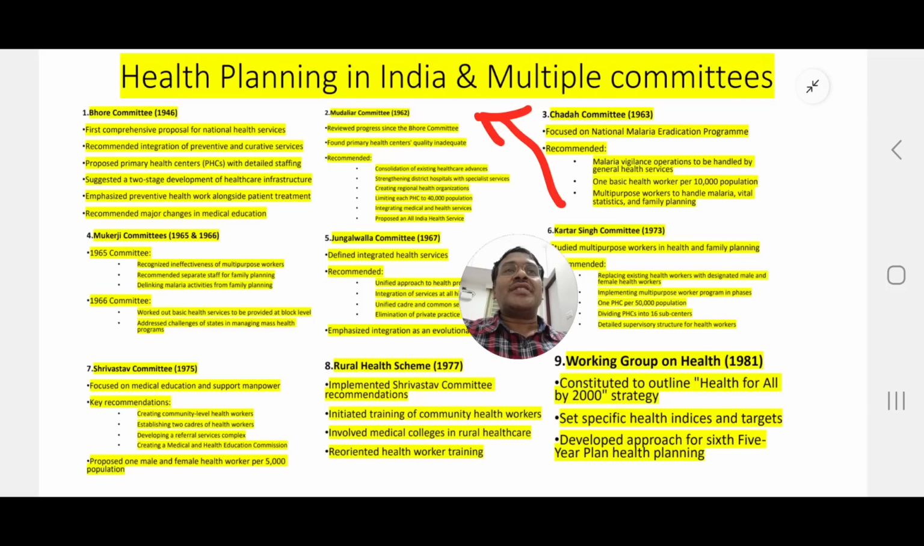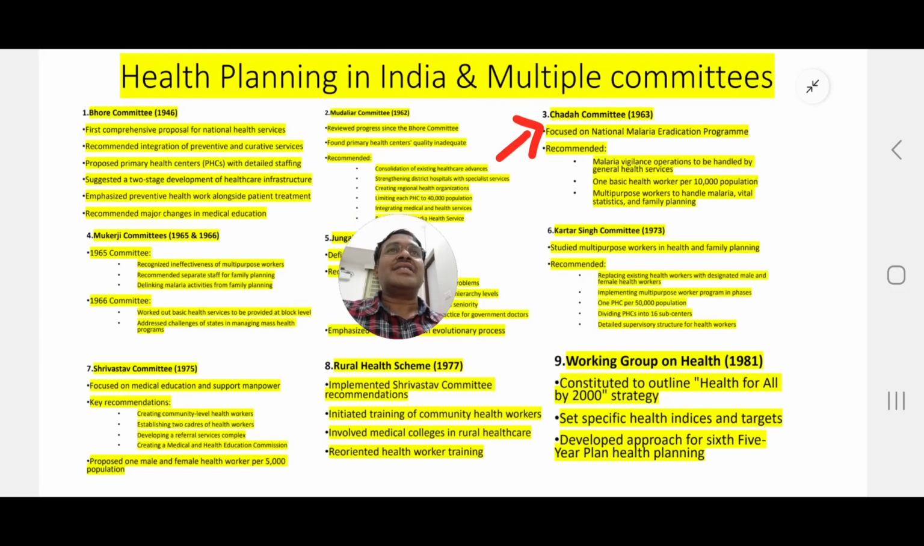Second is Mudaliar Committee in 1962. It reviewed the progress since Bhore Committee, found primary health centers quality inadequate. So it recommended consolidation of existing healthcare advances, strengthening district hospitals with specialist services, creating regional health organizations, limiting each PHC to 40,000 population, integrating medical and health services, proposed an all India health service.